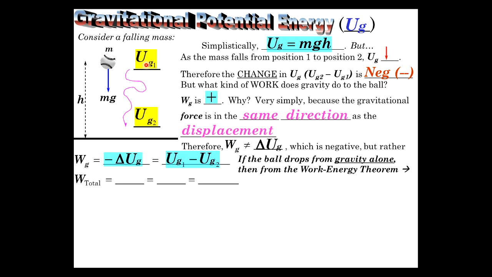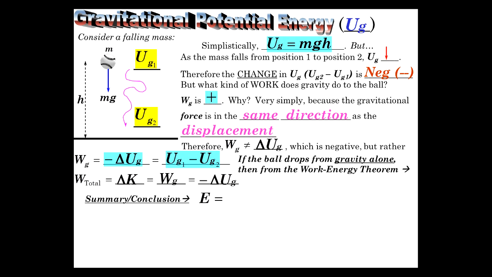But the negative of that would be the initial position minus the final position. So that's why it's UG1 minus UG2. Now, as the ball falls, if we ignore air friction, for instance, and any other forces that might be acting on them, and that's realistic, because there really isn't anything of import, then from the work energy theorem, we have that the total work done is delta K, and that's just work done by gravity, because gravity is the only force acting on it. So that's negative delta U sub G.